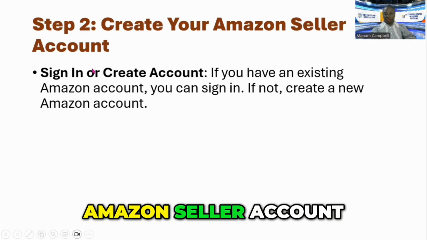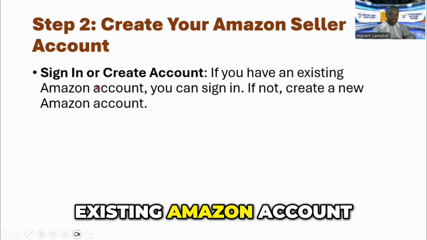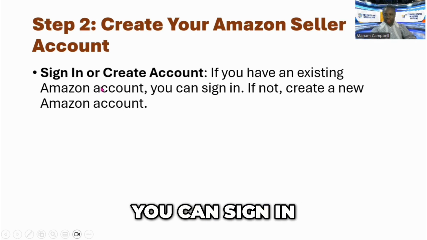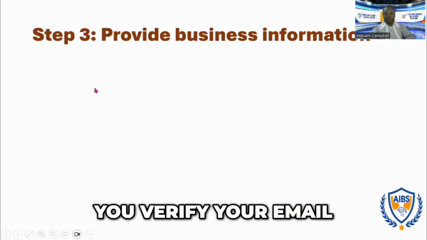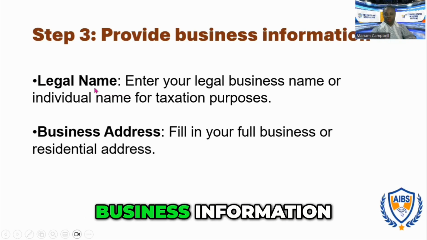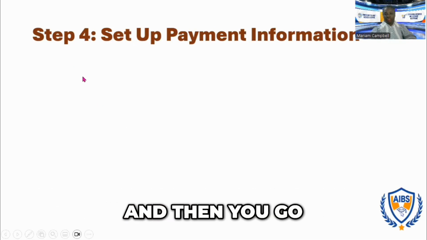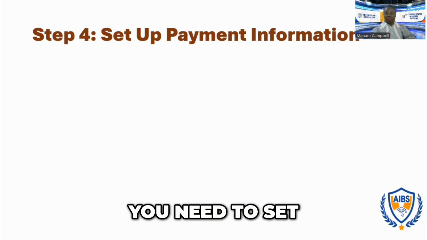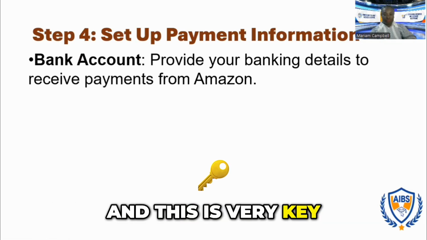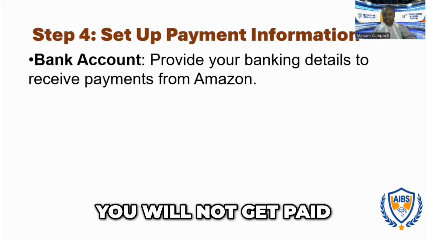So to create your Amazon seller account, you sign in or create your account. If you have an existing Amazon account, you can sign in. If not, you just create a new account. You verify your email and then provide your business information, legal name, business address, the phone number, and then you go to your payments. You need to set up your payment information, and this is very key because if it's not set up properly, you will not get paid.